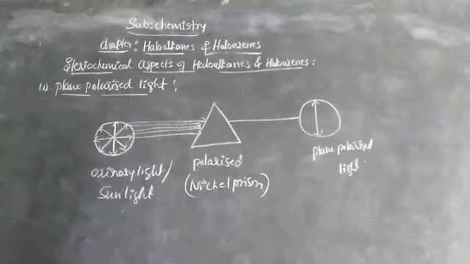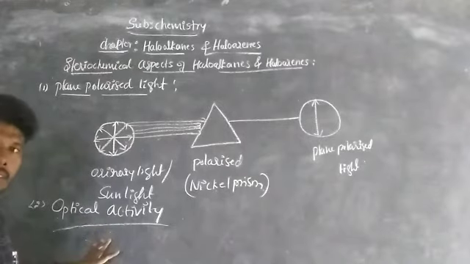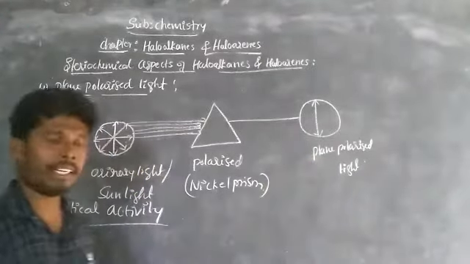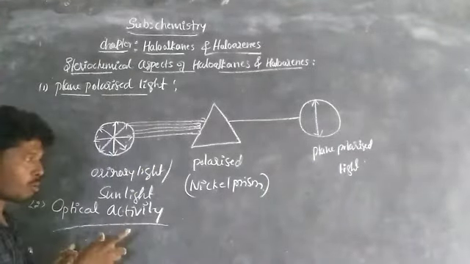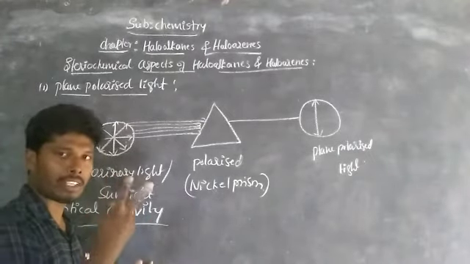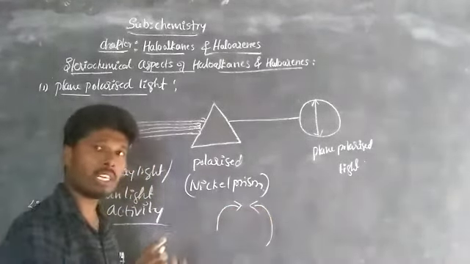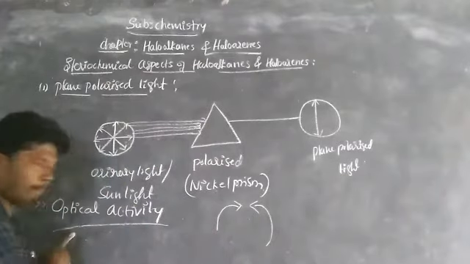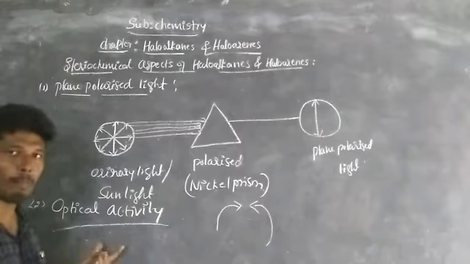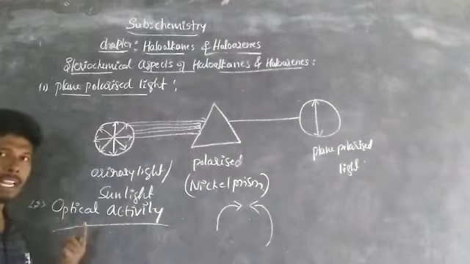Then the next terminology is optical activity. When plane polarized light is passed through a solution of a compound, the plane polarized light is rotated in 2 directions, either clockwise direction or anti-clockwise direction. If it rotates, that is called optically active, and the compound is called an optically active compound.